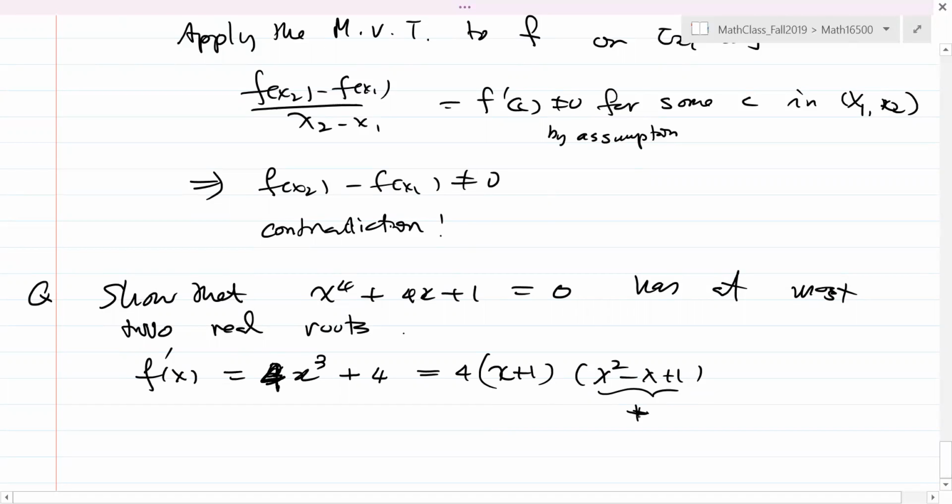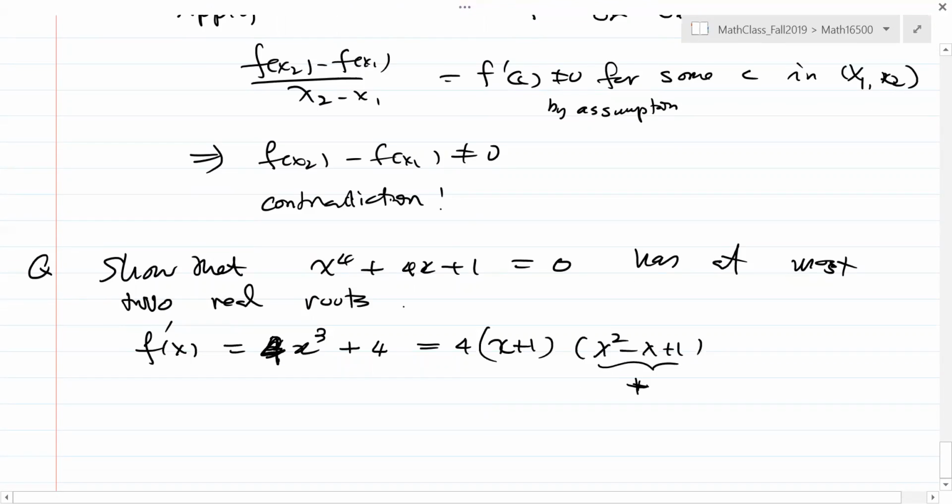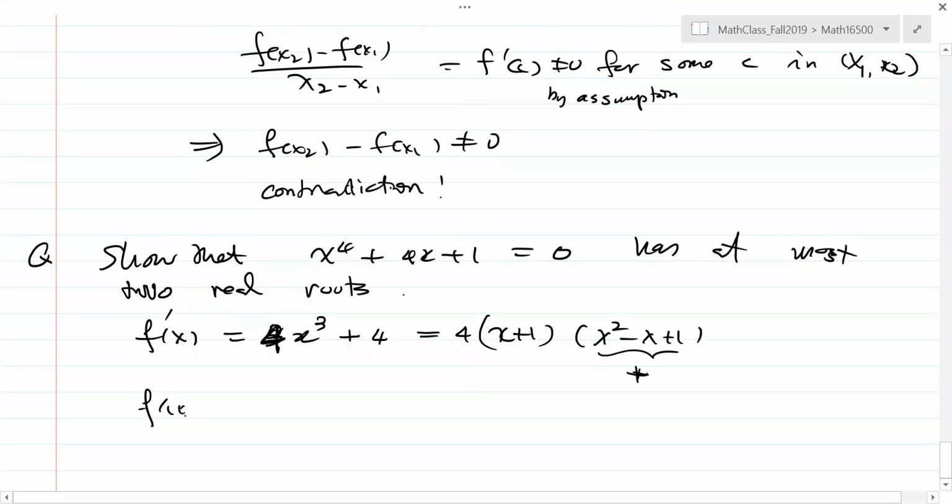Why never 0? Because it's a quadratic function. If you're trying to find a 0, there is no solution, okay? Then at at least one point it's positive, so it's always positive. So the sign is determined by x plus 1. So clearly, f prime of x is greater than 0 on the interval from negative 1 to positive infinity, right? f prime of x is less than 0 on the interval from negative infinity to negative 1, right?